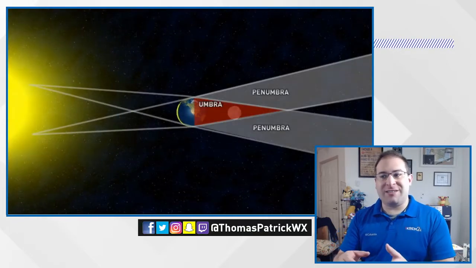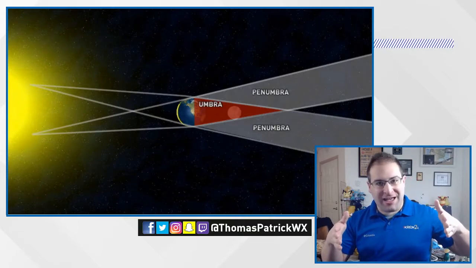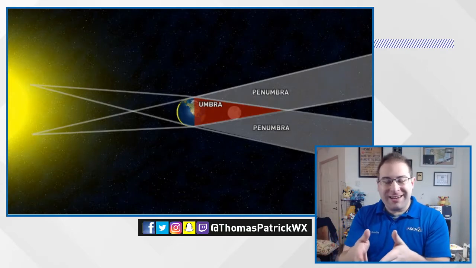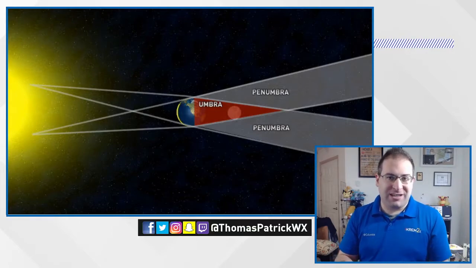As I have it laid out here, the Earth's shadow gets projected on the moon. If you take some lines from the edge of the sun and run them right past the edge of the Earth, we get two different kinds of shadows. We get an umbra, which is the inner shadow, and the penumbra, which is the outer shadow.